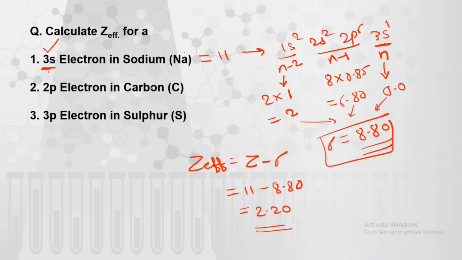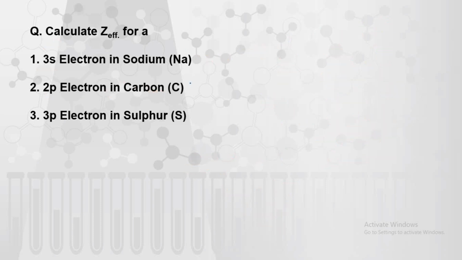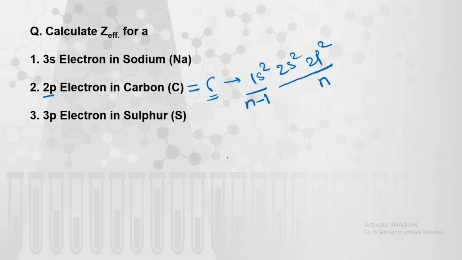Understand? Now we will see for 2p electron in carbon. Carbon atomic number is 6 and the electronic configuration is 1s2, 2s2, 2p2. I want to calculate it for 2p electron. There are 2p2 electrons, so for 1 electron I want to calculate it. So the second orbit is the n orbit, and here it is n minus 1 orbit only.